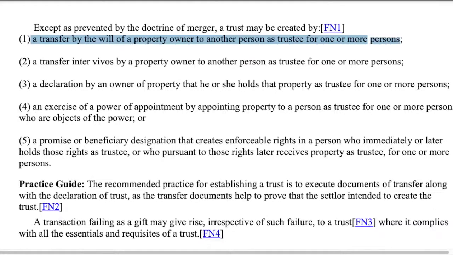So let's focus on this. Number 1, a trust may be created by a transfer by the will of a property owner to another person as trustee. So the other person it's being transferred to is the trustee for one or more persons. So the transfer, remember, the equitable title will be to the trustee. Beneficiary gets the legal title.